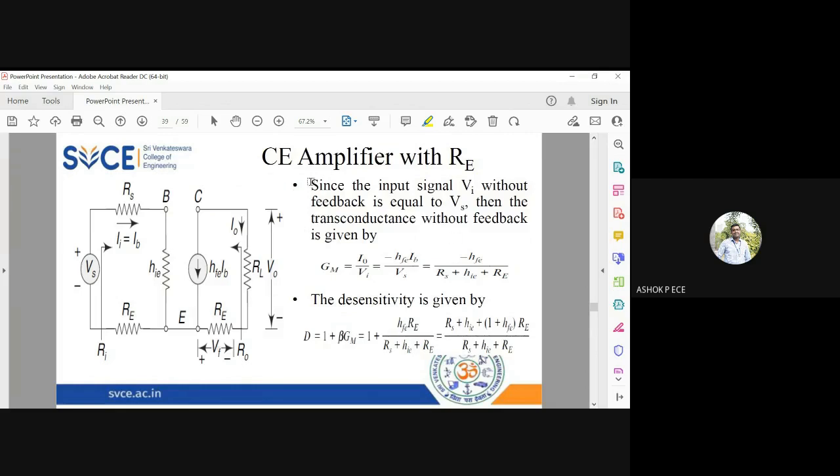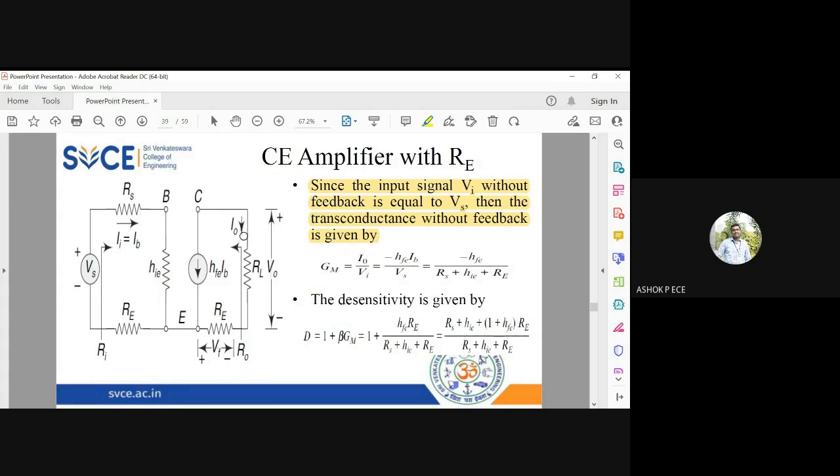And now I'm going to find what is Gm. So Gm equal to I naught by Vi. And we have only one voltage here. Since you have a single loop, there's no difference between Vs and Vi. Everything is going to be Vs. So Gm is equal to I naught by Vi, which is I naught by Vs.